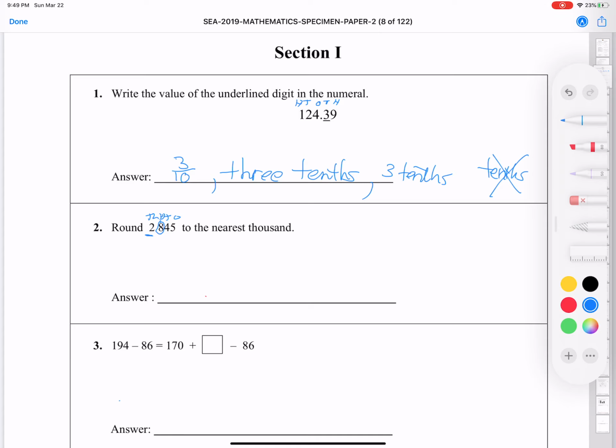But what are you really doing when you're rounding off to the nearest 1,000? 2,845 is between 2,000 and 3,000. So you are asking yourself which 1,000 it's closer to. Because you have 2,000 and 800s, 800s are almost making another 1,000. So we are going with the 3,000. Remember, a tip is that if you're rounding off to the nearest 1,000, it means the hundreds, tens, and ones must turn to zero.